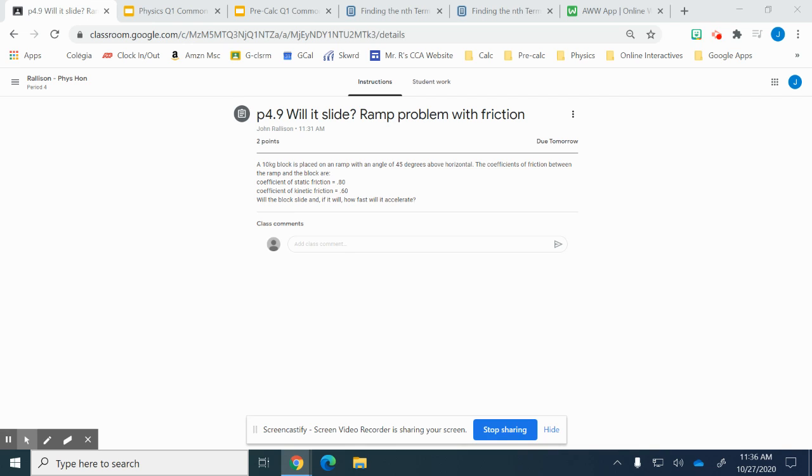Right, so this is the problem that is due tomorrow. And I'm just going to walk you through it. Sometimes I want to put different numbers in, but this is the granddaddy of all problems. We got a block on a ramp with an angle, and there's friction, and we can't do much more.